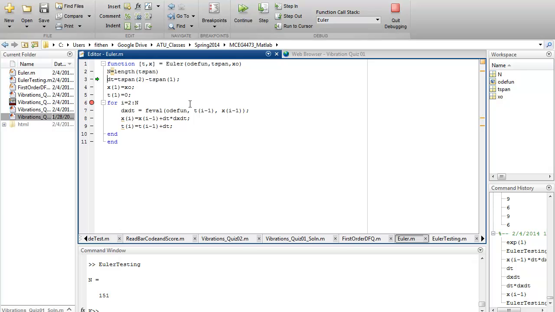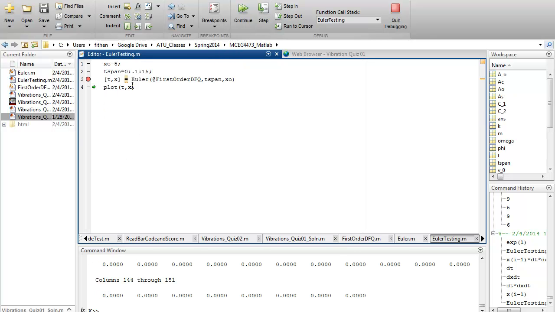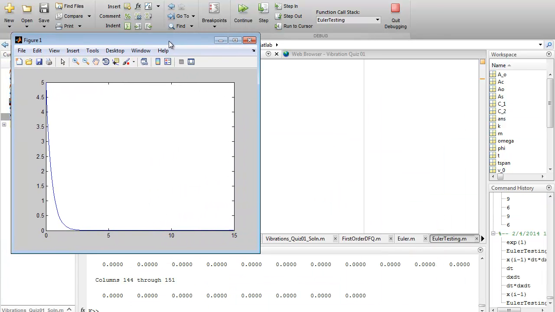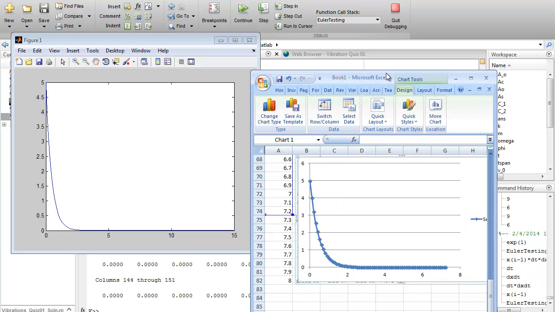F11, go through here with the F10. We're just looping through here. There we go, getting it better. So at this particular point, I could do a step out, hit F10, look at my plot, looks pretty much like that. Compare it to this one.